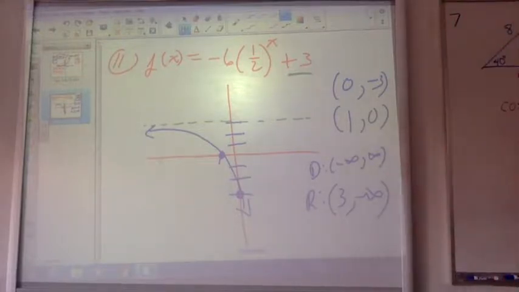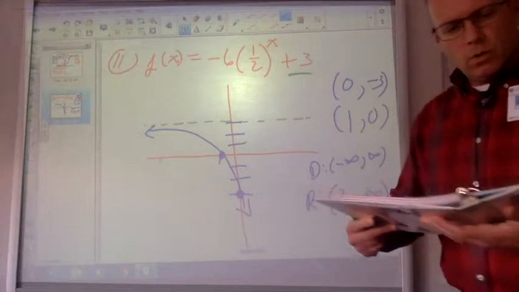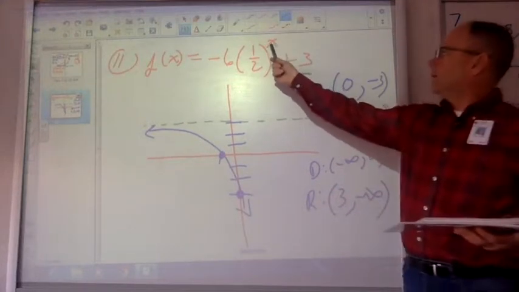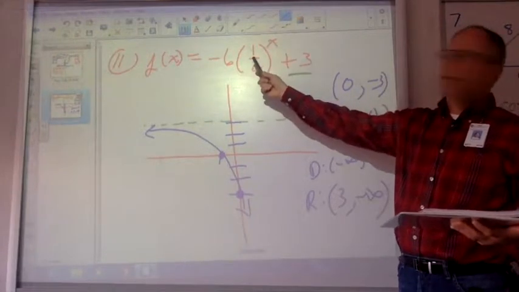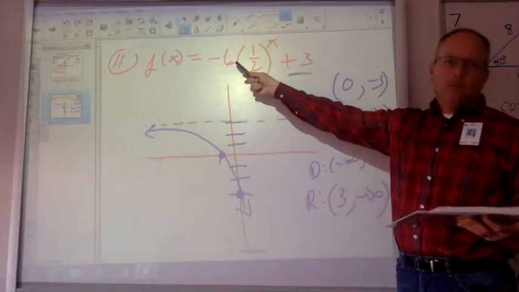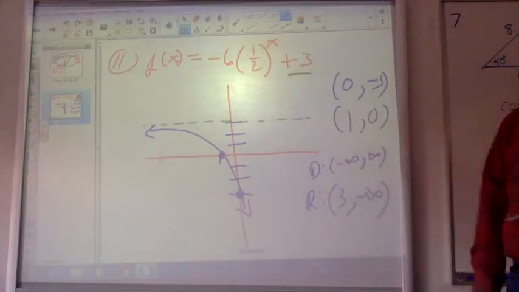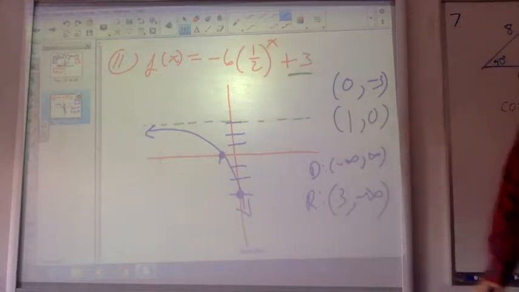Number 12? Yeah. So you had the 1, 0. How did you get that? Okay, if I plug 1 in, 1/2 to the first is 1/2. 1/2 times -6 is -3. -3 added to 3 is 0. You put the 1 in front of there because.